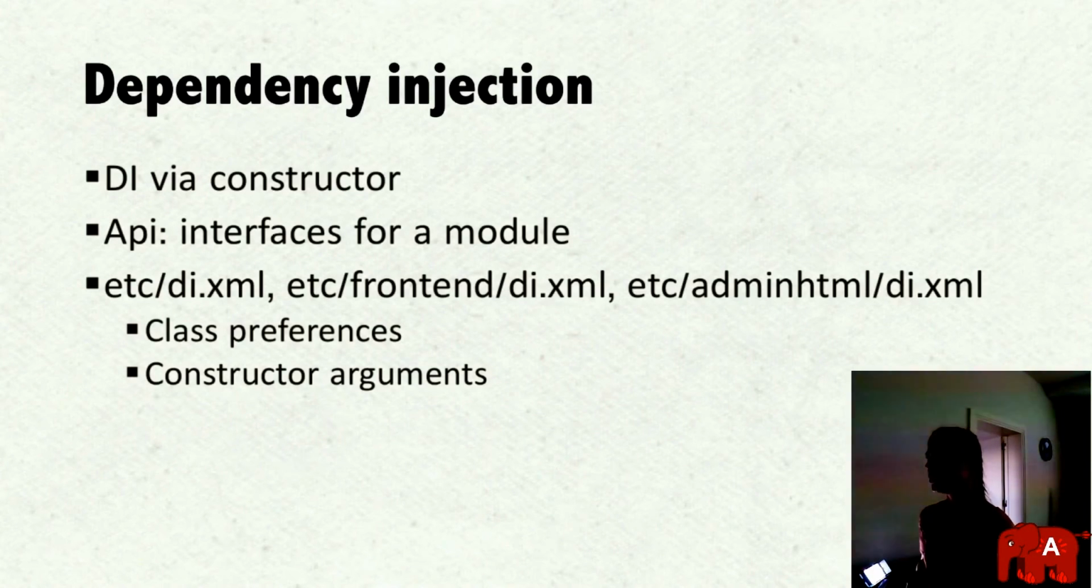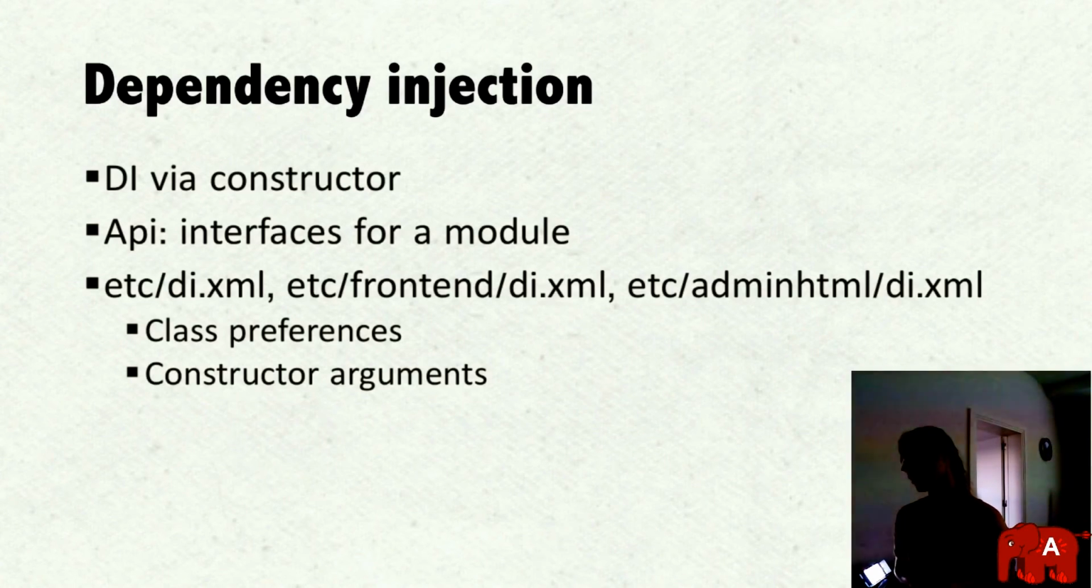For example, you want to use the product repository from the catalog module. Then you'll insert the product repository interface in your constructor, and you'll use that to interact with the repository. To let Magento know which class instance it should use for a certain interface, you can define this in the di.xml in the etc folder.